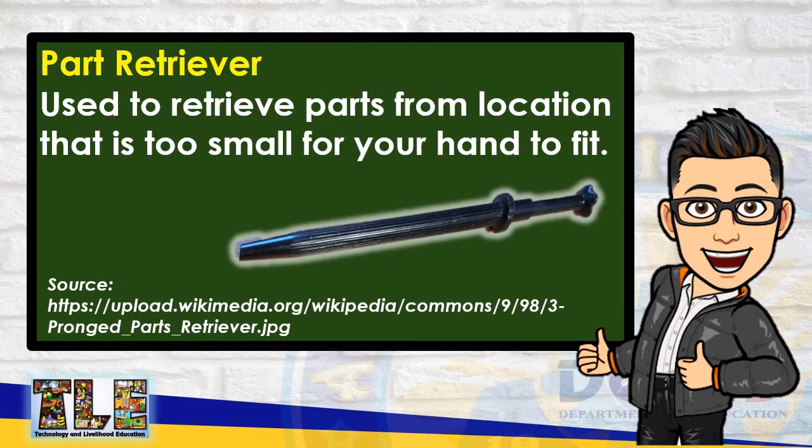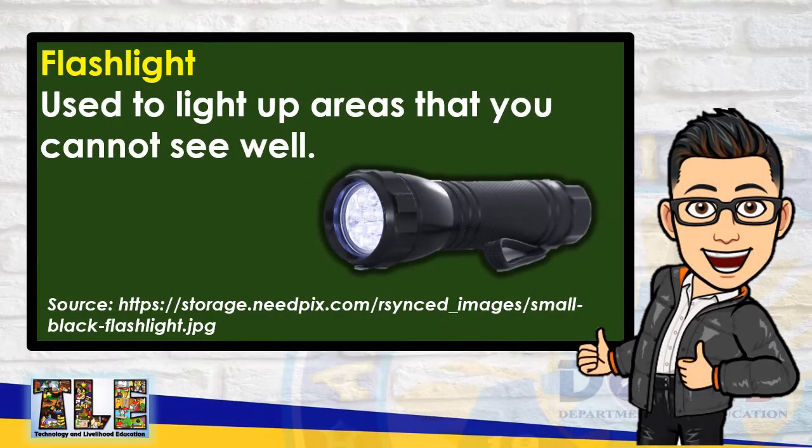We have the part retriever. It is used to retrieve parts from locations that are too small for your hand to fit. Last, we have the flashlight. It is used to light up areas that you cannot see well.